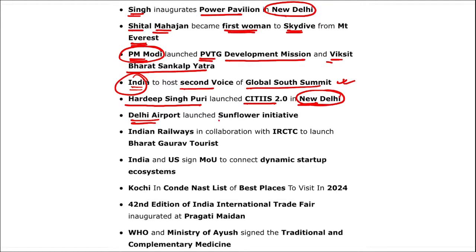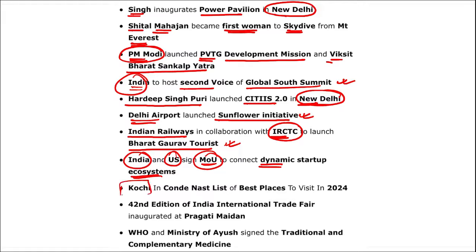Then Delhi Airport launched Sunflower Initiative. Next, Indian Railways in collaboration with IRCTC to launch Bharat Gaurav Tourist. Next, India and USA they signed an MOU to connect dynamic startup ecosystem. Next is Kochi. Kochi in Conde Nast list of best places to visit in 2024. Right? Then 42nd edition of India International Trade Fair. Where was it inaugurated? At Pragati Maidan, that is in New Delhi.